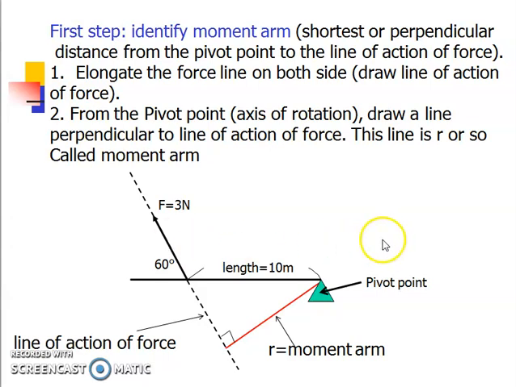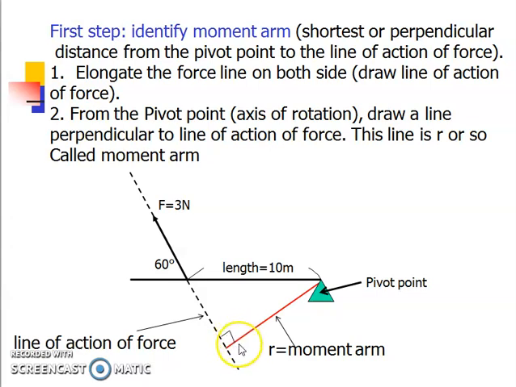Like we defined previously, it's the shortest or perpendicular distance from a pivot point to the line of action of the force. How do you do that? First, you elongate the force line on both sides. You see this dashed line, elongated to the front and the back of the force line. Basically, make the force line longer. Then from the pivot point, which is the axis of rotation, the tip of this triangle, you draw a line that's perpendicular to the previous dashed line, the so-called line of action of the force.